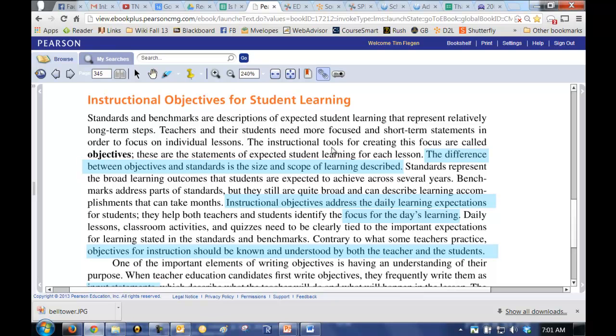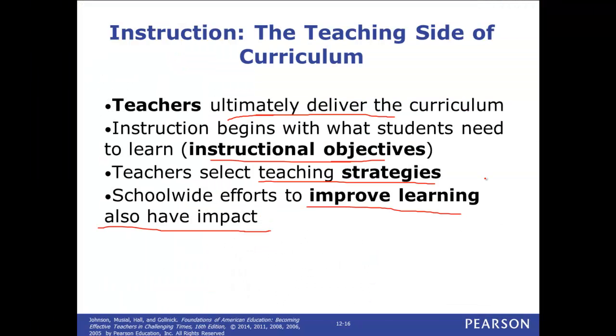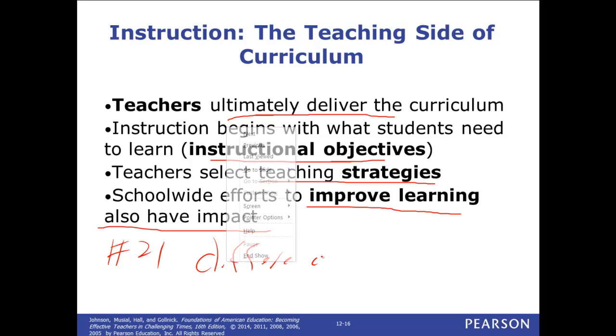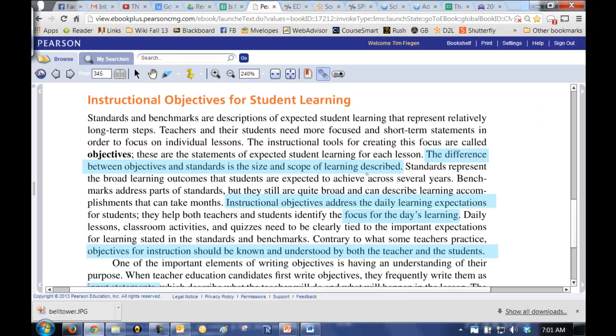So instructional tools for creating the focus are called objectives. These are statements of expected student learning for each lesson. The difference between objectives and standards is the size and scope of learning described. I would like you to put that right here. This is number 21, the difference. Right here that I have highlighted: the difference between objectives and standards is the size and scope of learning described.